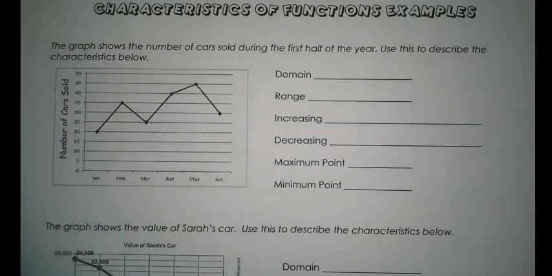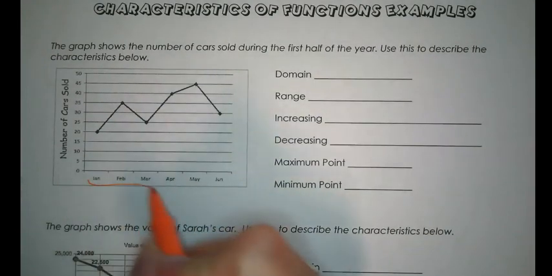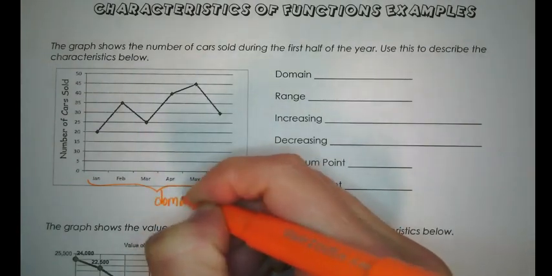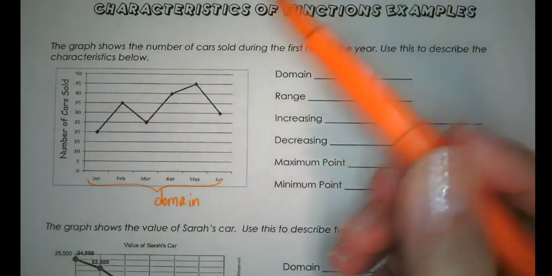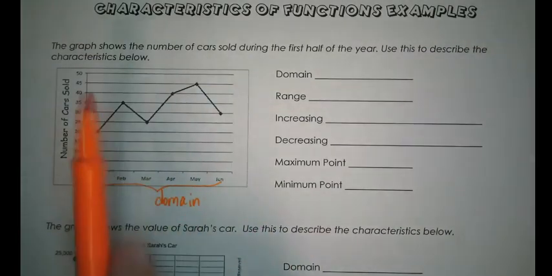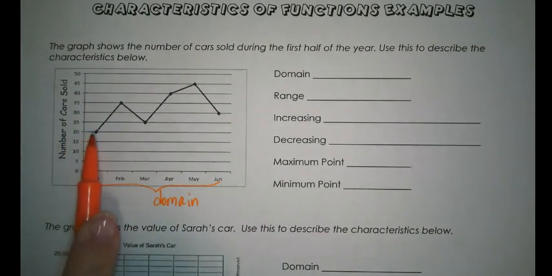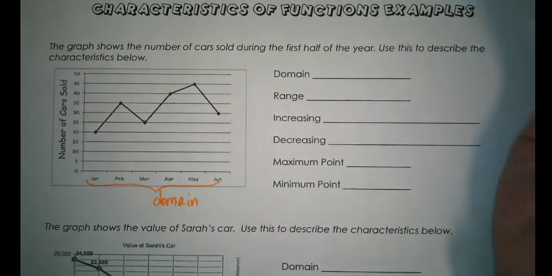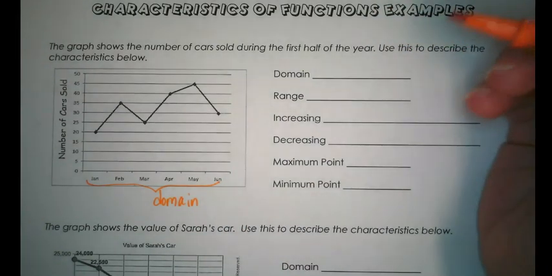All right, so first thing is domain. Again, we just said a minute ago, just to review, that domain is talking about our x values. So this is our domain right down here. In this graph, we are looking at the number of cars sold during the first half of the year. So we have information going from January through June. So for our domain, we can write it two ways.